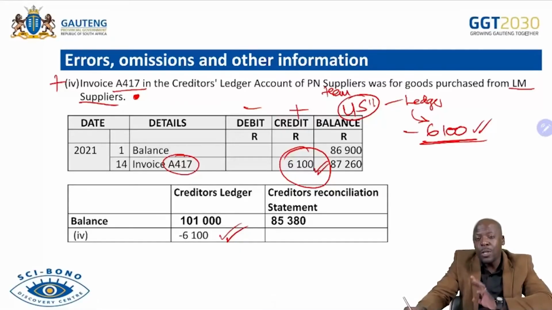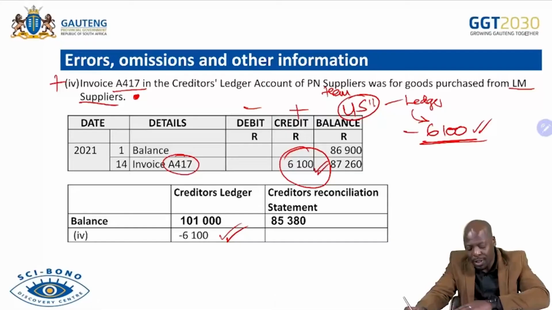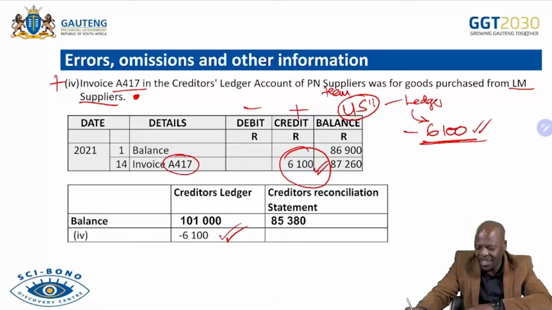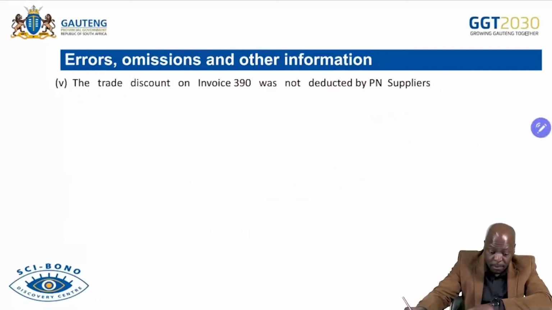Check who did what. Once you understand who did what, is it us or is it them? If it's us, let's go to the ledger. If it is them, we go to the reconciliation. As simple as ABC. All right, let's now go to the next adjustment, which is adjustment number 5.